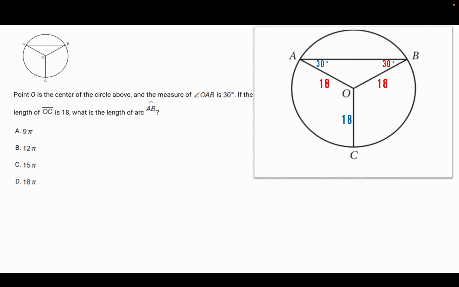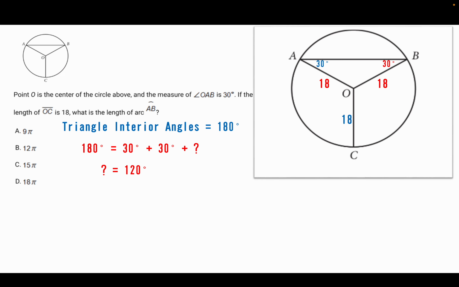Now that we have this down, let's remember the angles of a triangle. The triangle's interior angles sum to 180 degrees, so you can form an equation where 180 degrees equals 30 degrees plus 30 degrees plus the unknown angle O degrees. And from this, we can figure out that this angle is 120.